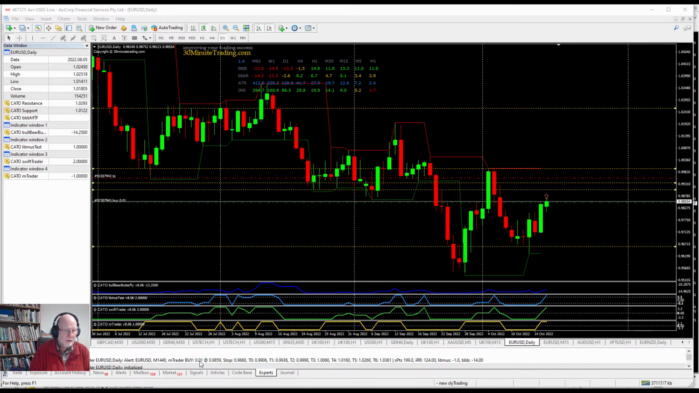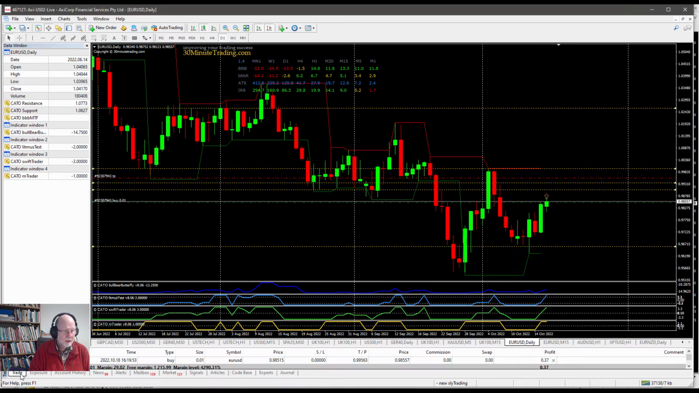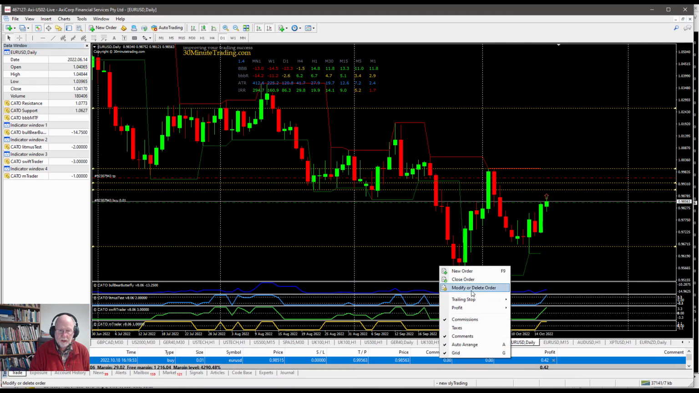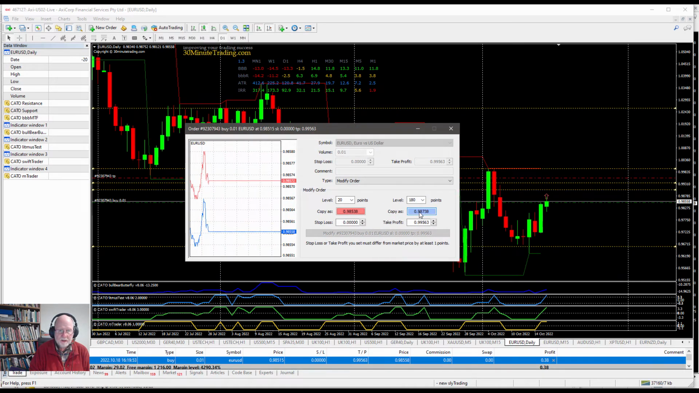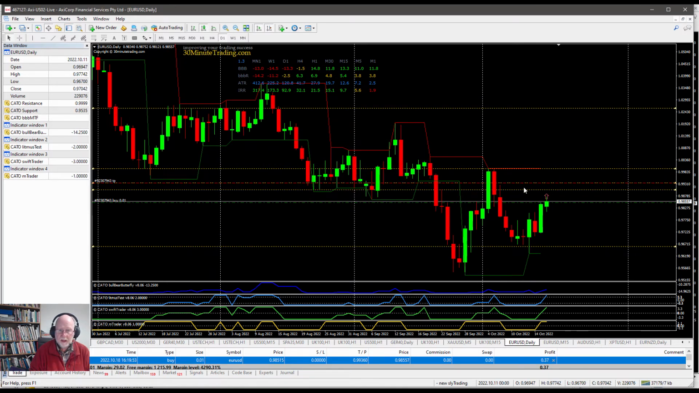Here we've got a trade on. It says in this account, this is a live account, 0.01. What do I want to do? I think I'm going to go for T1 actually. So T1 is 0.9936. So all I need to do now is go to this trade and modify it so that this is going to be 9936. And there I put it on T1.